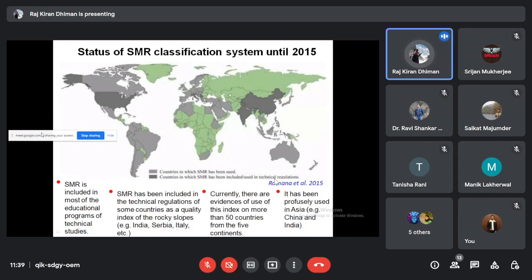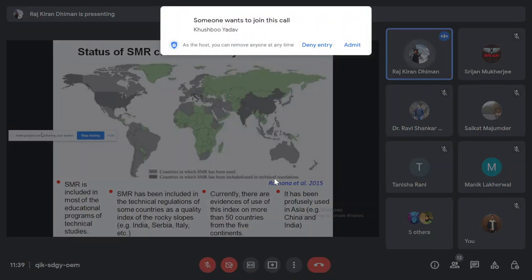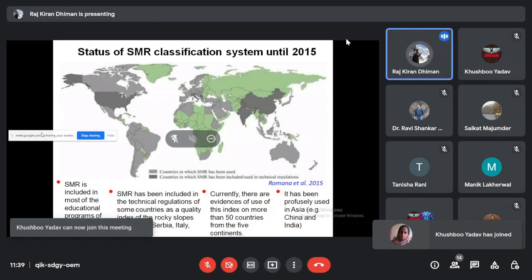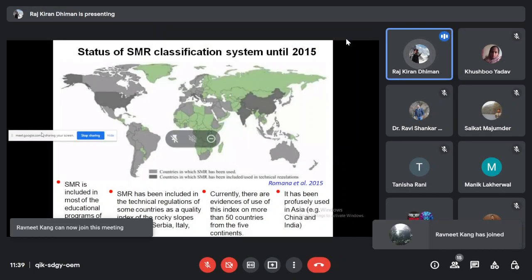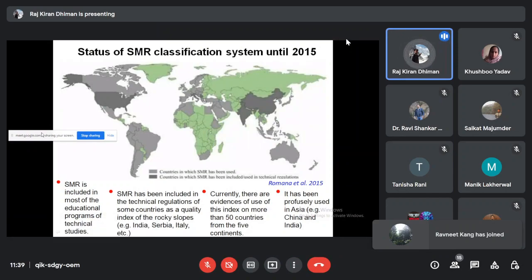Let's say there is a contractor who wants to build a road. He can use the SMR classification system in the preliminary stages. So he will get an idea that okay, there are 100 slopes, out of which 50 slopes are partially stable, another 20 are not stable, and some 10 slopes are very unstable. So he can use SMR as an index to quantify how much money he has to invest in that, right? So this is how you can imagine SMR.